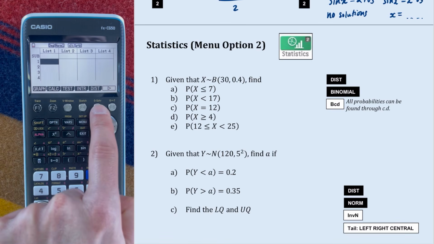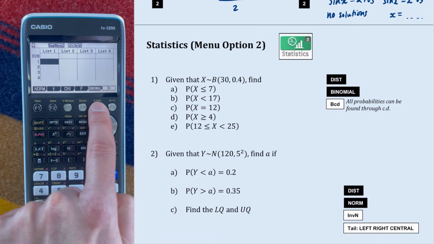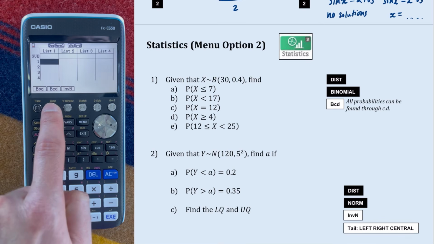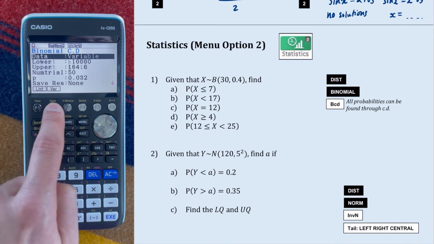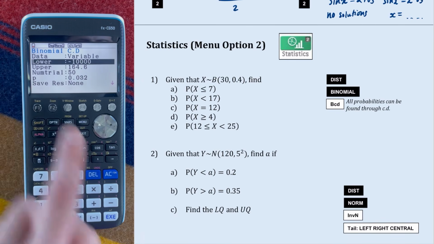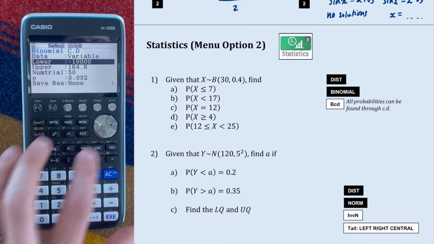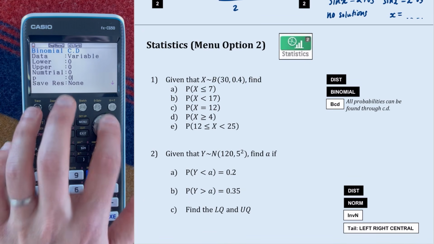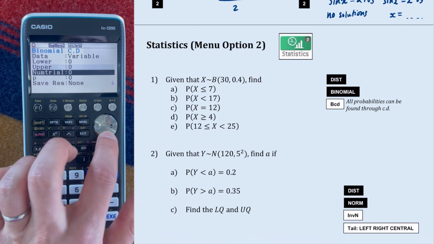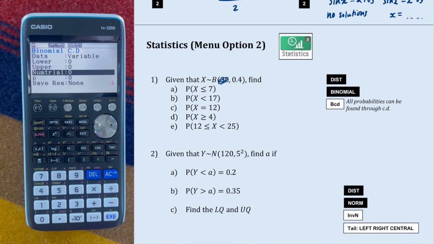So you're going to press dist for distribution, then binomial, and I'm always going to use BCD for this one. It's going to show you how I can do all of these ones. So I want the data to be on variable rather than list. And this is from when I've been doing some normal calculations, so I should probably just leave these as 0 for now. And we are going to start with what our number of trials are. So in this case, the number of trials is 30 and the probability is 0.4.